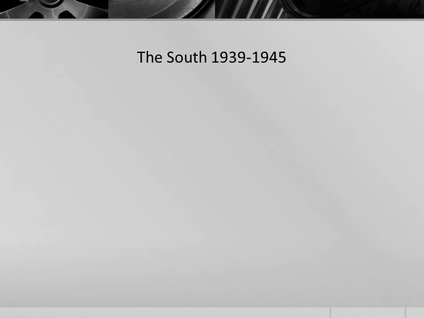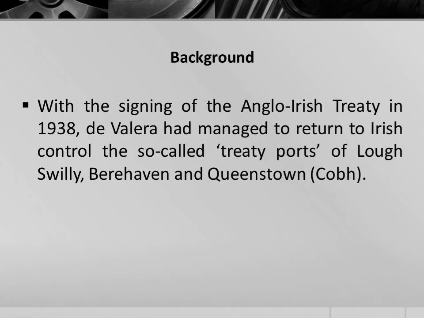Okay, so we're going to focus on this period from 1939 to 45, although technically speaking, I think the Emergency was still there up until 1947 with things like rationing, etc. Okay, so as we mentioned in the Fianna Fáil chapter, the signing of the Anglo-Irish Treaty, and we said that was a huge, huge success for De Valera, both personally and politically. And one of the main parts of that was the whole area of defence, the defence agreement, which basically gave us back the treaty ports of Lough Swilly, Bearhaven and Queenstown, or as is now known, Cobh. These were the three ports the British Navy had been occupying even after independence in 1921.